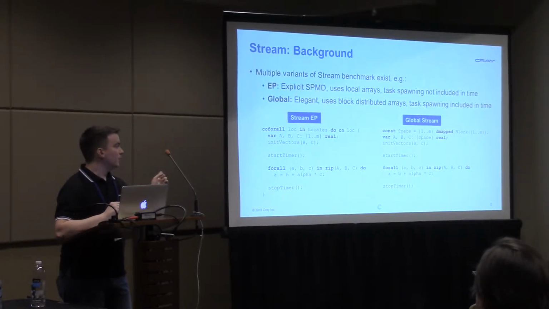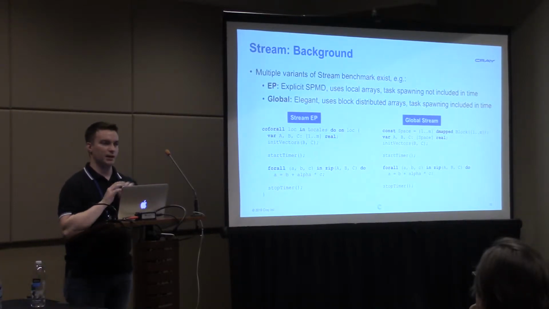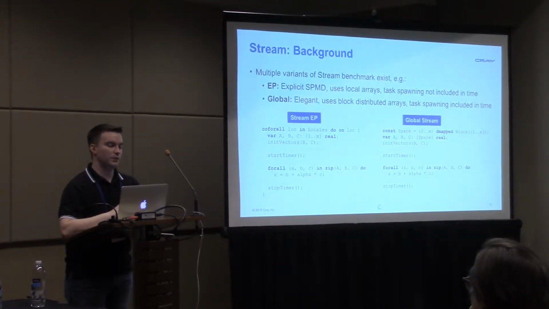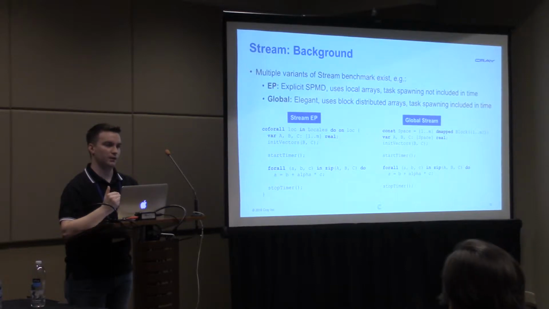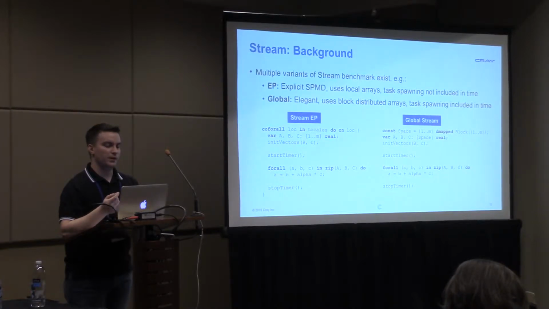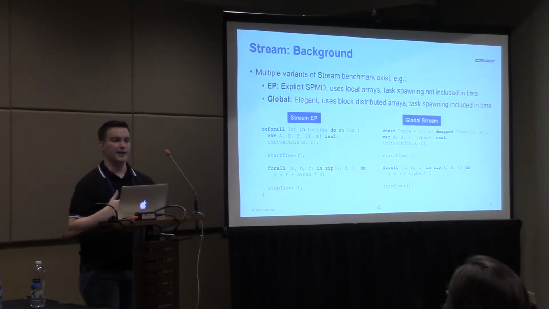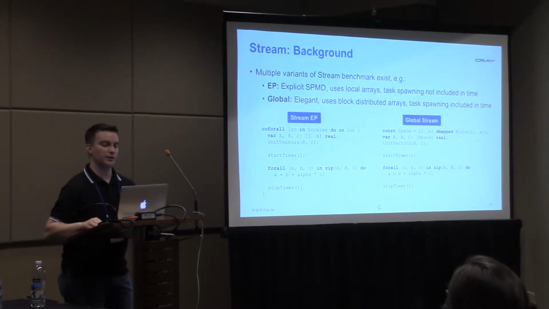And so on the left, we have the EP version. We can see the code for forall loc in Locales do on loc to give you the explicit SPMD across the locales. And then everything within this is local array operations. And then on the right, we have the global Stream. This is going to use the distributed array, so we have dmap over a Block array. And then here, since we're now iterating over a distributed array, this forall is going to include the time to do the remote task spawning. So again, the key difference is whether task spawning is or is not included in the timed section.